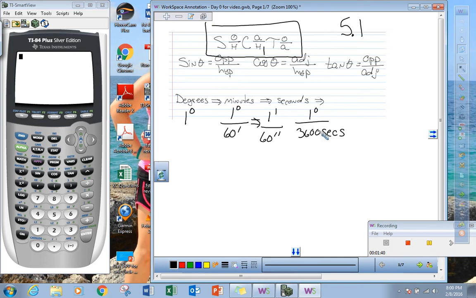In one of our problems coming up, you're going to see something like 23 degrees, 42 minutes. The way I'm going to handle that to convert it to degrees is I'm going to call this 23 plus 42 60ths. That's how we're going to handle that here in just a little bit.